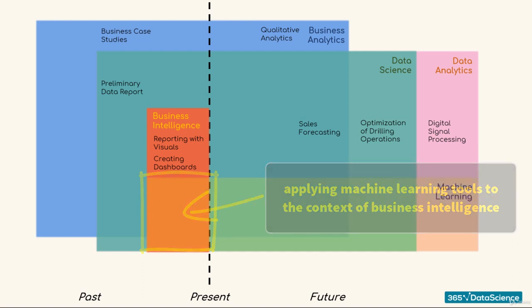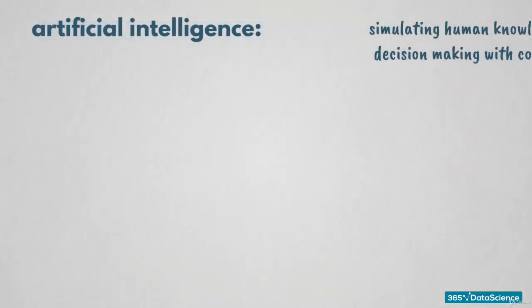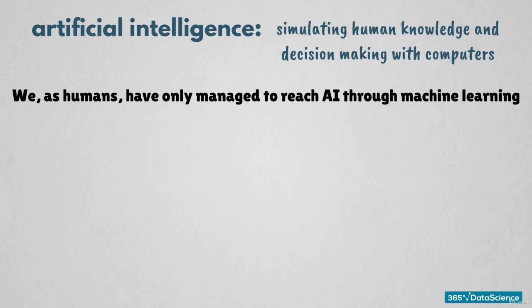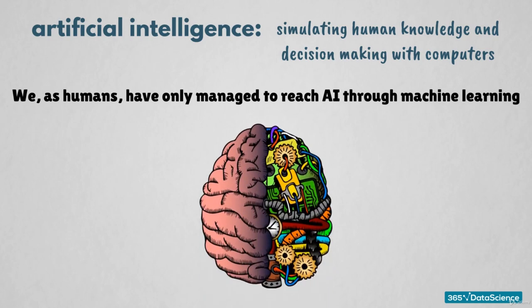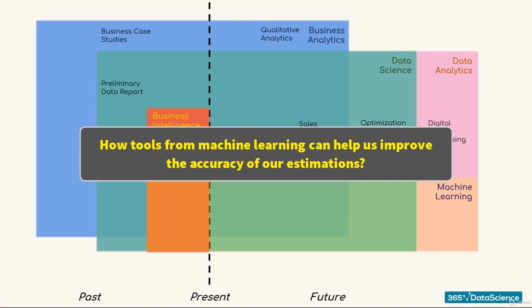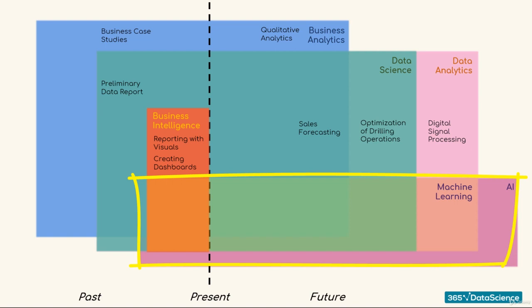Fantastic! You remember we mentioned artificial intelligence, right? By definition, it is about simulating human knowledge and decision-making with computers. It is quite a general term that can have a rather philosophical interpretation. We, as humans, have only managed to reach AI through machine learning, the discipline we just talked about. And, as data scientists, we are interested in how tools from machine learning can help us improve the accuracy of our estimations. AI is beyond our expertise. We have mentioned it just to avoid the confusion of where it stands relative to the other fields of interest.